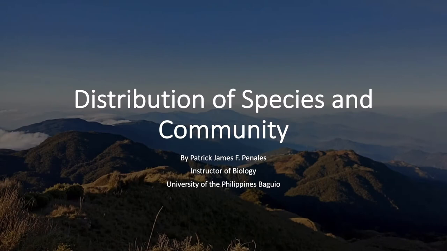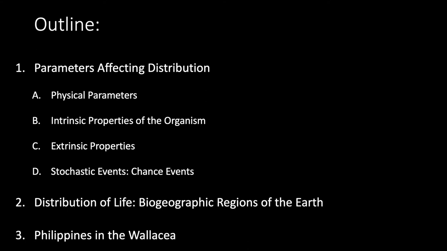So lecture 3 and 4 is titled The Distribution of Species and Community. We'll first have the outline of the lecture. We only have three parts for this lecture. We have the first one, the parameters affecting distributions, which includes the physical parameters, intrinsic properties of the organism, the extrinsic properties of ecology and population dynamics, and then stochastic events, of course, the chance events that are important too.